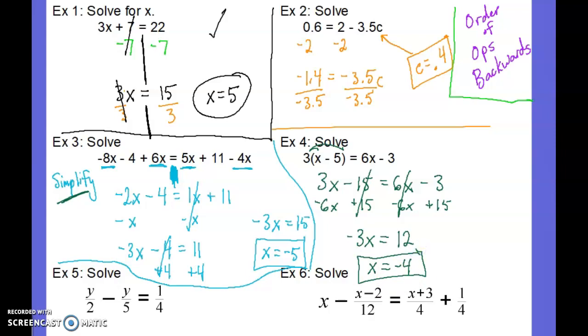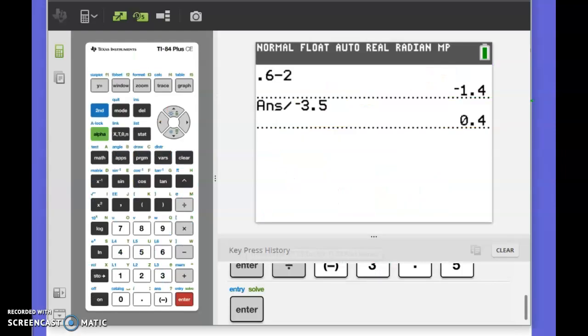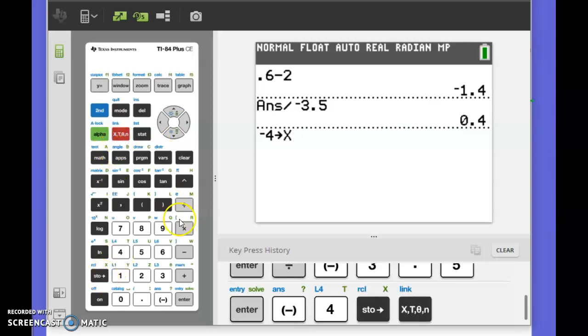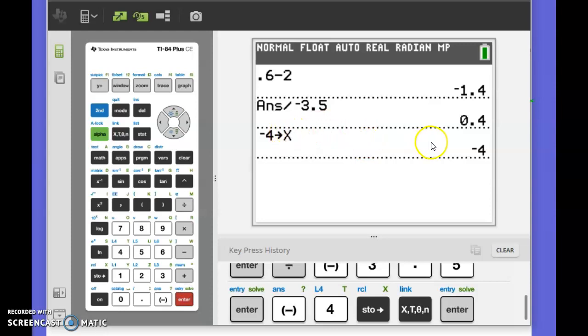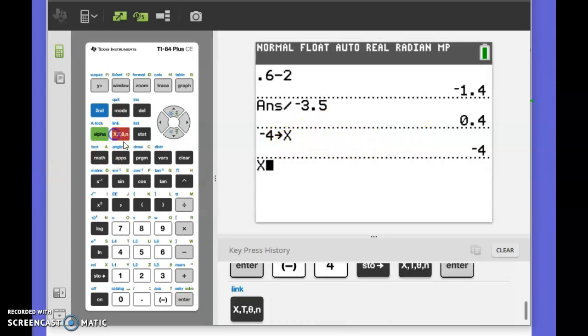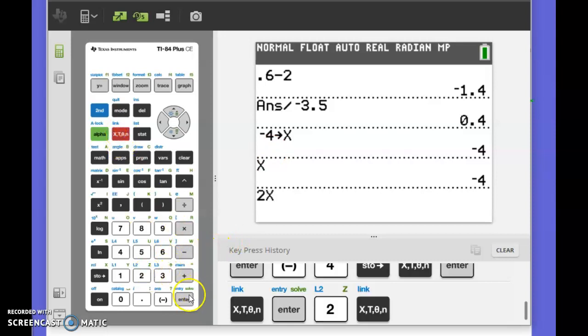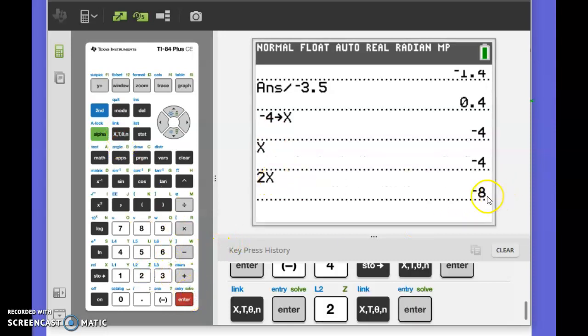So what I'm going to do is show you a trick with a calculator now, because this isn't as daunting of a question. You can actually use this store key in your calculator and just type in negative 4, and I'm going to store that in for x. So what I'm doing by pressing those keys is anytime I push x into the calculator now, it's equal to negative 4. If I were to write 2x, it's negative 8, because 2 times negative 4 is negative 8.